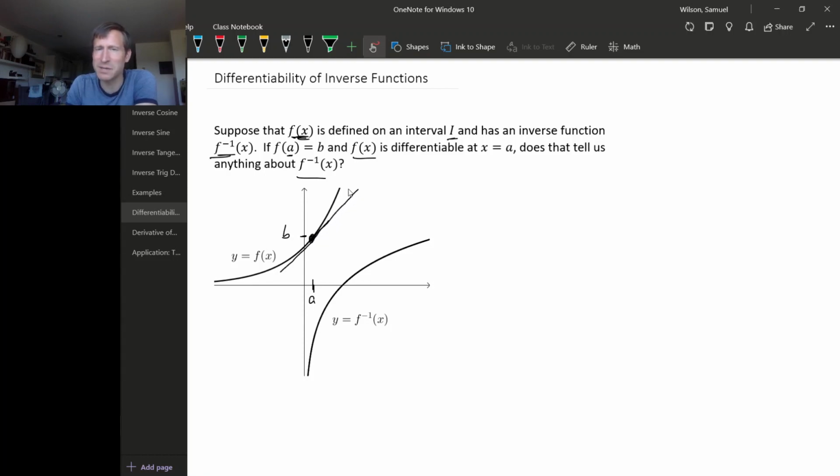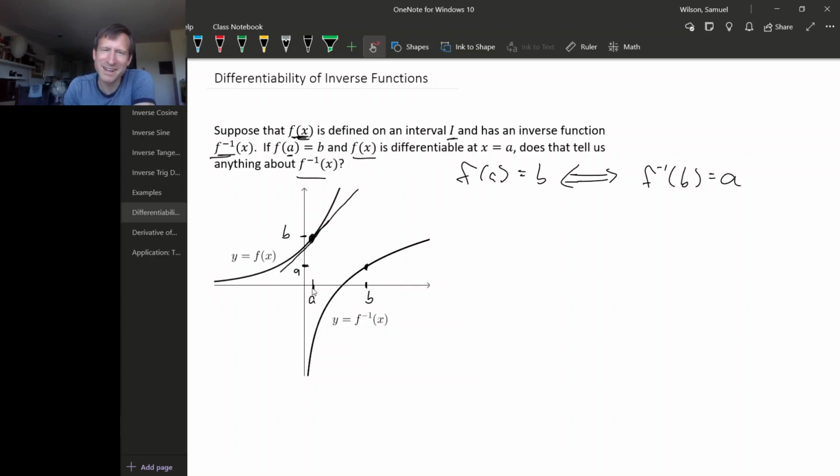So what does this tell us about the inverse function? Well, if f of a is b, then another way to express the same idea is that f inverse of b is a. Remember that inverse functions just switch inputs and outputs. So if f of a is b, then f inverse of b is a. And that means that there's a corresponding point on the graph of the inverse function. So it would have b as the x-coordinate and a as the y-coordinate, like this.